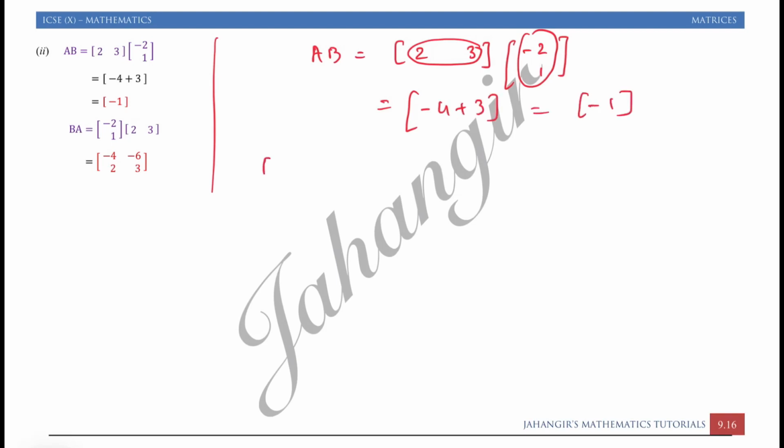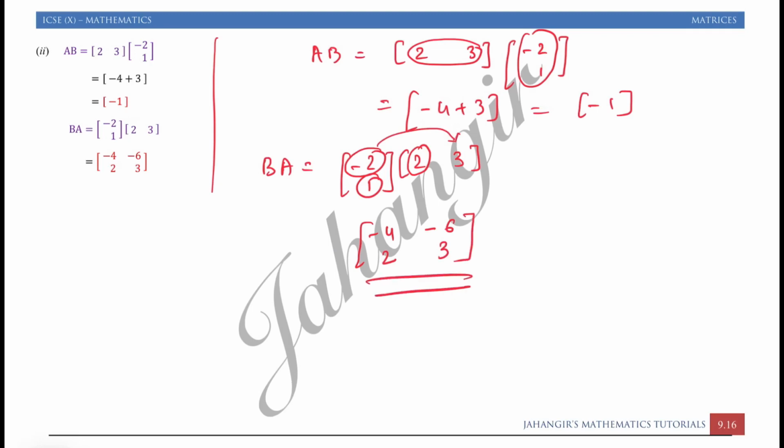If you are multiplying BA, we have minus 2, 1 and 2, 3. First row, first column is minus 4. Second row, first column: in the second row we only have 1 and in the first column we have 2, so 2 ones are 2. Same process with the second column: minus 2 into 3 is minus 6. 1 into 3 is 3.